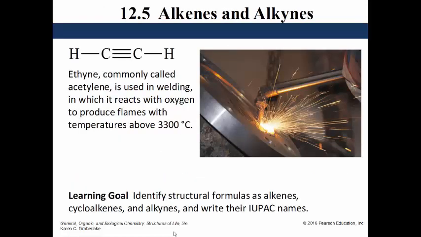Alright, now we'll move on to alkenes and alkynes. Ethyne, or commonly called acetylene, is commonly used in welding, because it reacts with oxygen to produce flames with a temperature in the range of over 3,000 degrees Celsius. And the big difference between alkanes and alkenes and alkynes is the number of carbon bonds that are formed. Whenever you have a double bond between carbon and carbon, you have an alkene. If you have a triple bond, like you have here, that'd be an alkyne.